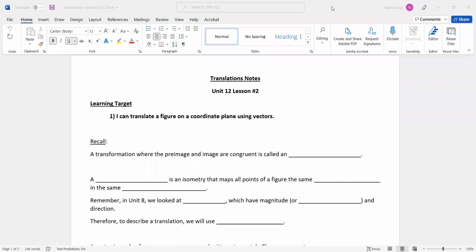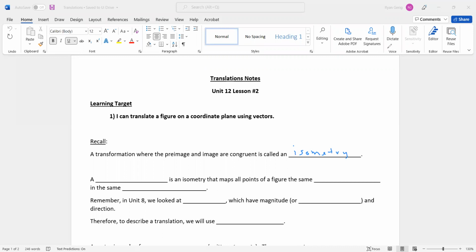Okay, here we go with lesson 2 of the transformations unit. So recall a vocab word from the previous lesson. A transformation where the pre-image and the image are congruent is called an isometry. Bringing this up because that word is in the definition of the next 2 transformations.